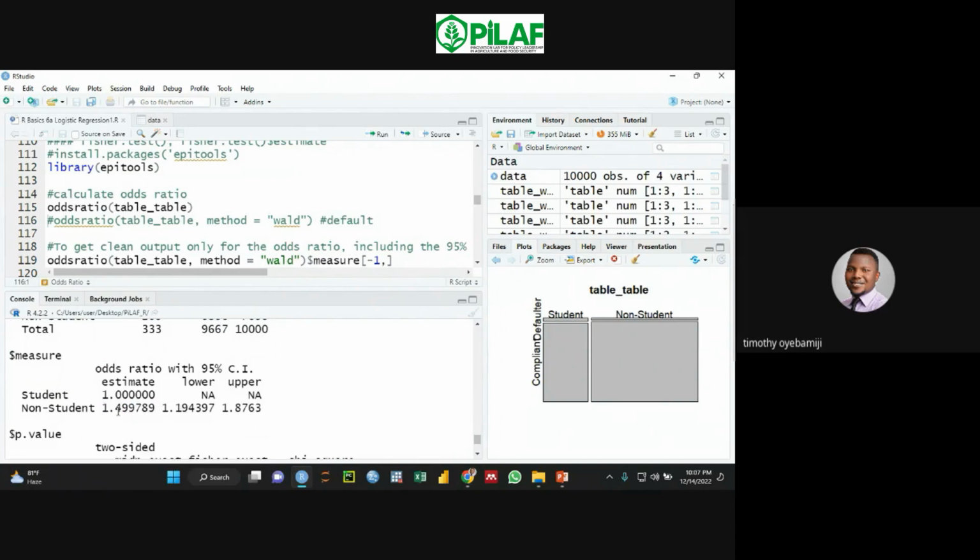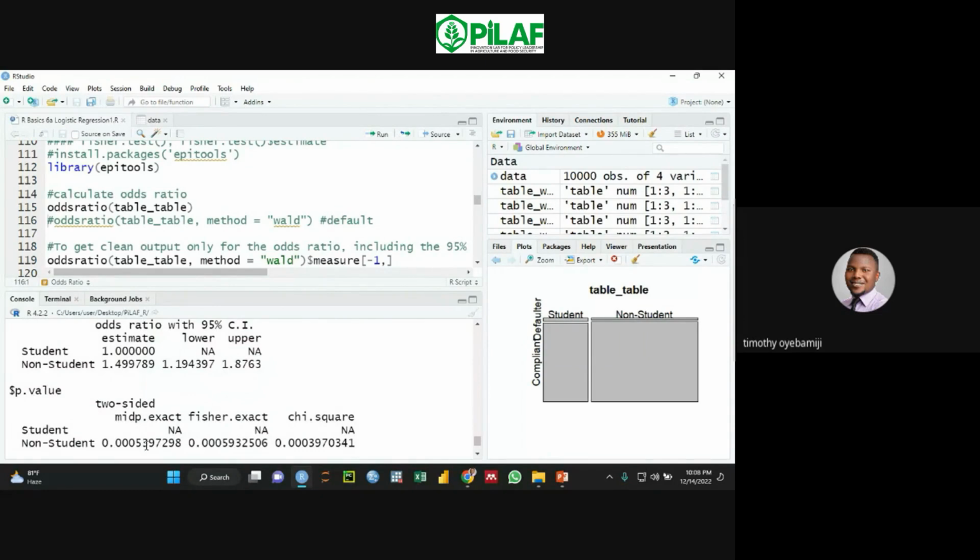If you go back to what we just read a few lines up, we said when the odds ratio is greater than 1, it is more likely that the event of being a defaulter occurs in students than non-students. That was what we said up there. So here the odds ratio is greater than 1, about 1.5. That means students are more likely to default than non-students. Then we also have the lower and the upper, that's the 95% confidence interval.